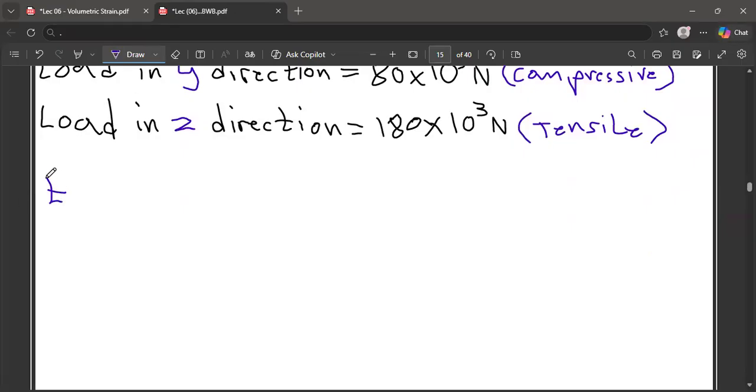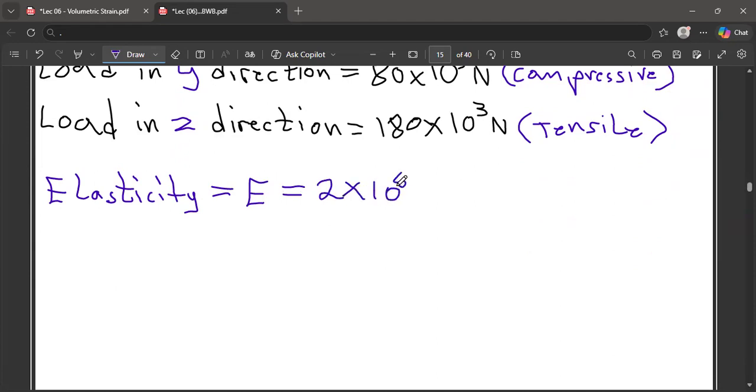So our elasticity now is equal to what? E, which is equal to 2 times 10 exponent 5 Newton per millimeter squared. Exactly. Now your Poisson ratio. The Poisson ratio.